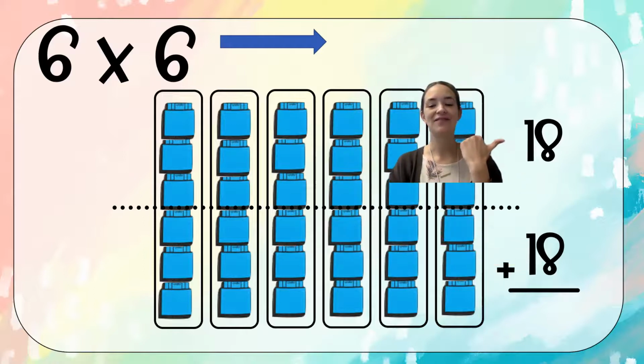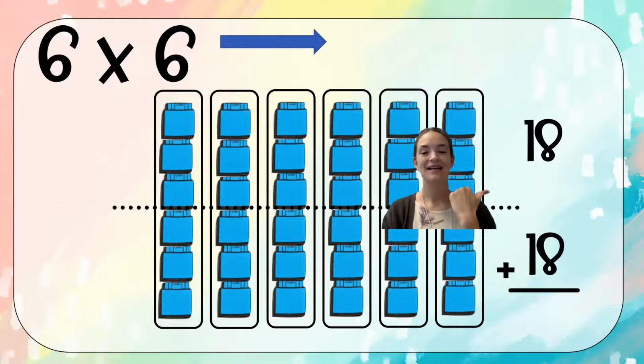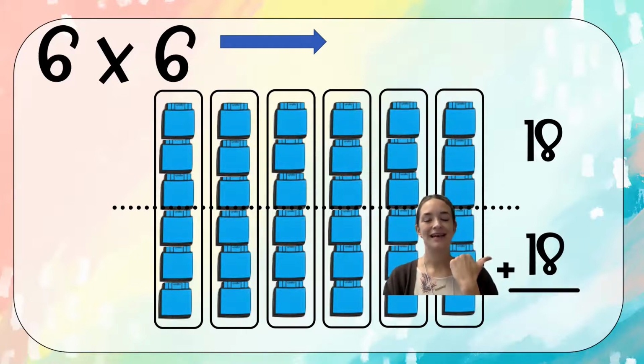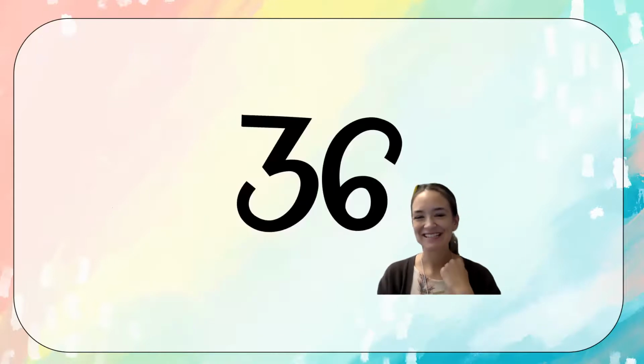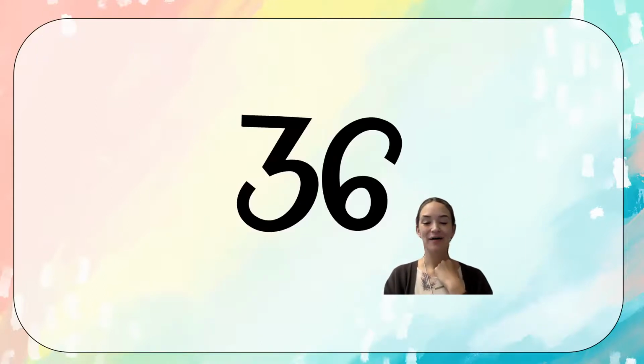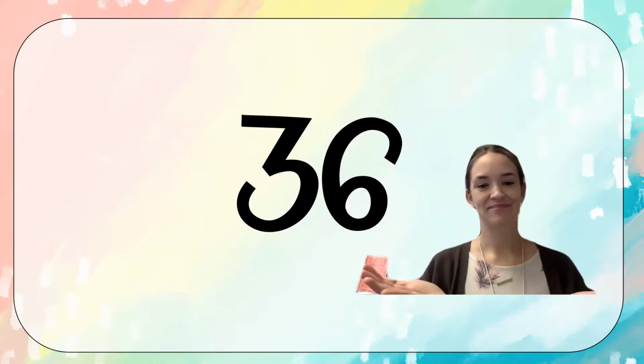So if I have 18, I have to add it again. I have to double it to get it back. So 18 plus 18, I'll give you a couple of moments to solve that. What's 18 plus 18? The answer is 36. So 6 times 6 is 36.